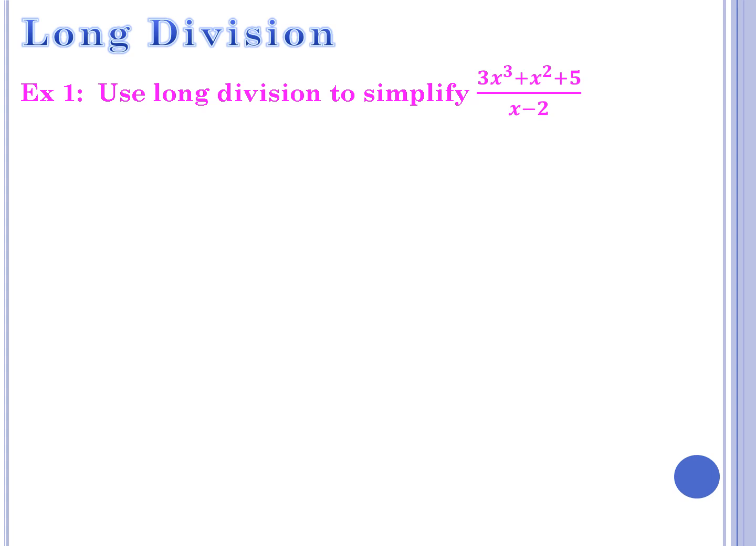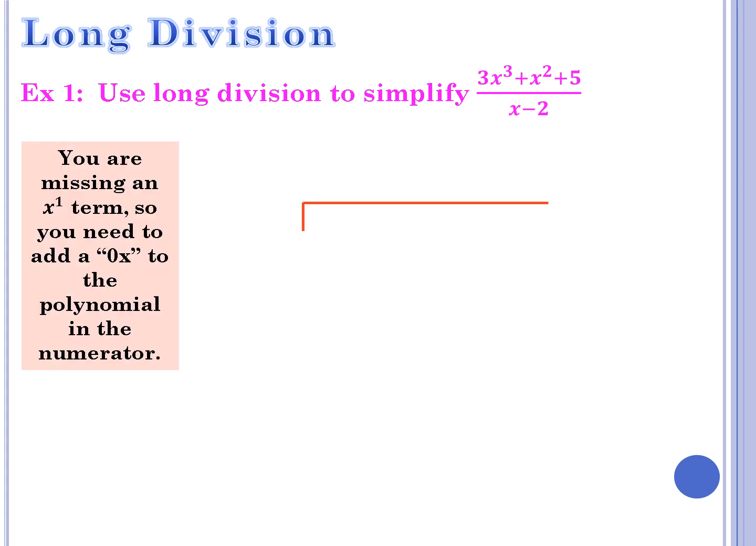Okay, example 1. They want us to use long division to simplify 3x cubed plus x squared plus 5 divided by x minus 2. So to set up long division, we're going to get our division bar set up. Now, the numerator of that fraction represents the dividend. The denominator represents the divisor. So the dividend is the stuff underneath the division symbol. The divisor is what goes on the outside.